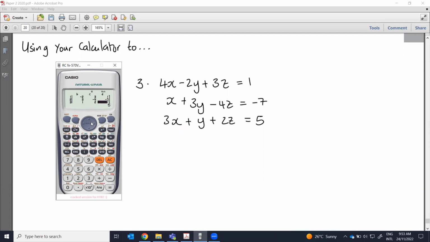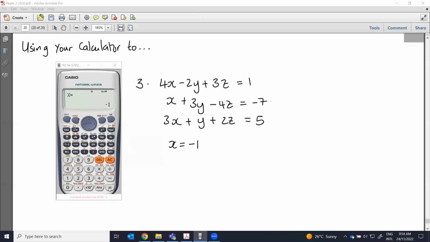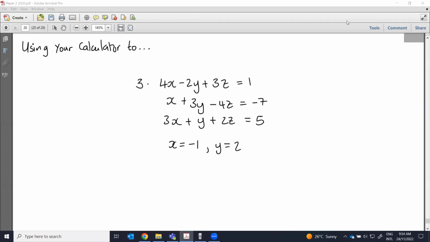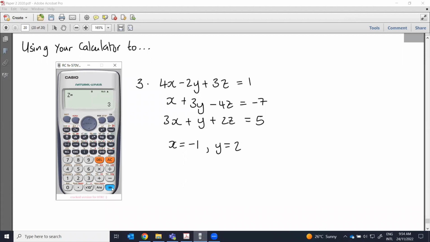So check that everything is entered correctly. If you made a mistake, you can always use the arrows, go up and down to whatever point you want to correct, and then correct it. Then once you're sure everything's fine, you just press equals. The calculator will work it out. You see that x is equal to -1. And then y is equal to 2. And finally, z is equal to 3.